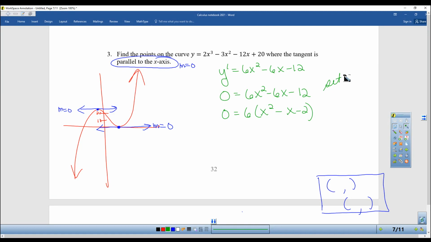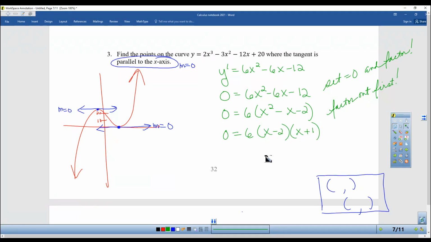Okay. Set it equal to 0 and factor. I just have to write it. I'm so excited. Set it equal to 0 and factor. Factor out first. And because I think some people are only breezing through the video and not listening, I'll write extra. x minus 2 times x plus 1.